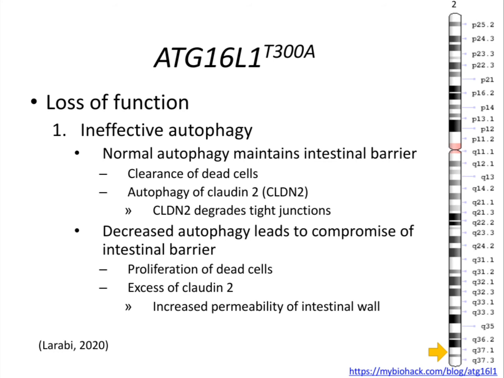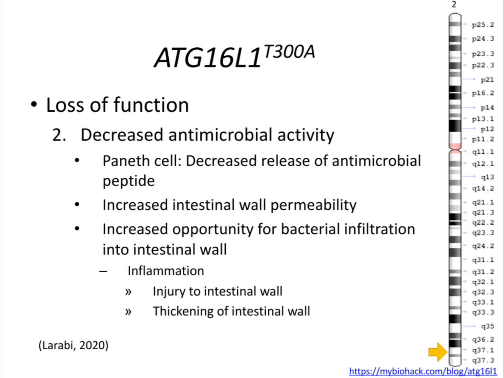With allelic Paneth cells, autophagy is decreased because of decreased lysozyme, and the intestinal barrier is compromised. There is a proliferation of dead cells and an excess of Claudin-2. Therefore, the tight junctions will be broken and the intestinal wall will become more permeable. The second loss of function mutation to be discussed is the decrease of antimicrobial activity.